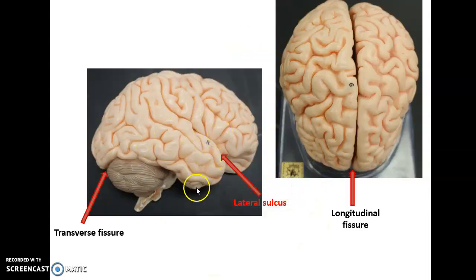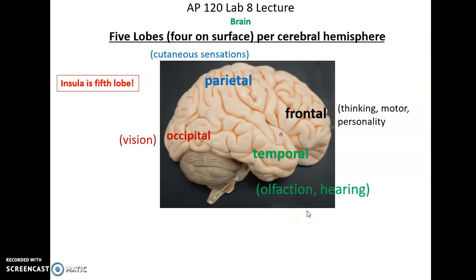Here is the brain again. Here is the lateral sulcus, and then the transverse sulcus separating the cerebrum from the cerebellum. We have the longitudinal fissure, this space here separating the right and left hemispheres of the cerebrum. The cerebrum, of course, on the surface, we can see 4 of the 5 cerebral lobes. We have the frontal lobe, which is anterior, the parietal lobe, which is superior, the occipital lobe, which is posterior, and the temporal lobe, which is lateral.